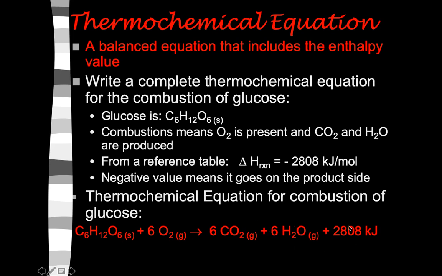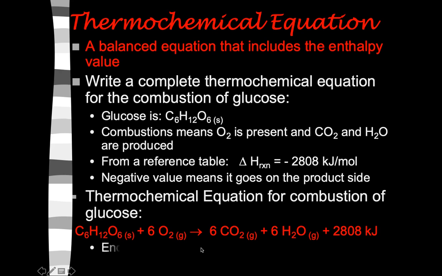A balanced equation with kilojoules makes it a thermochemical equation. So you would do the balancing chemical part like normal, and then you'd have to be given or look up the delta H, and then you either put it on the product side if the delta H is negative, or you put it on the reactant side if it was an endothermic, positive kilojoules.